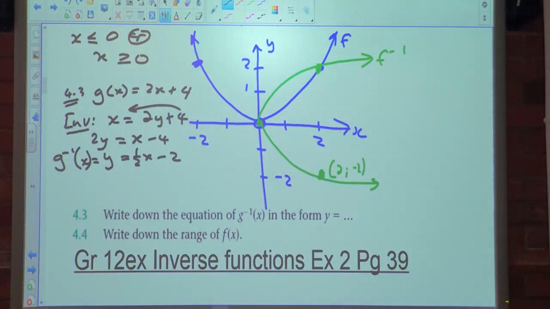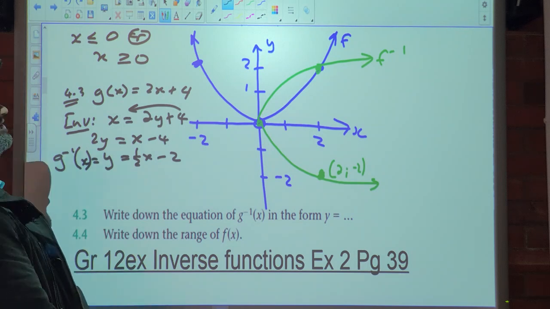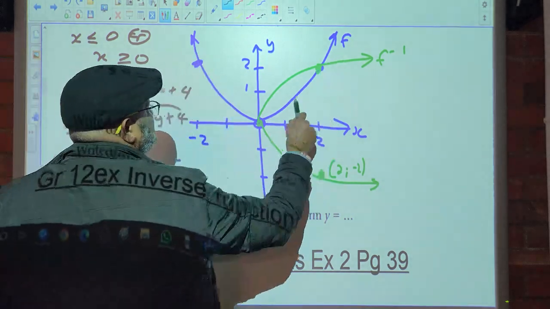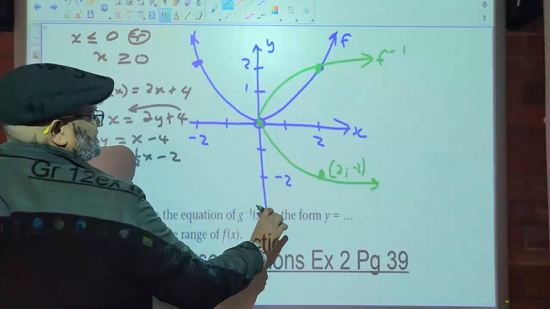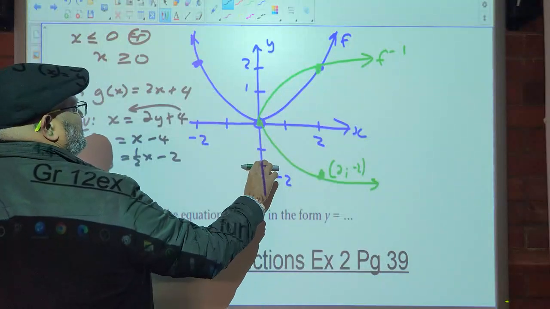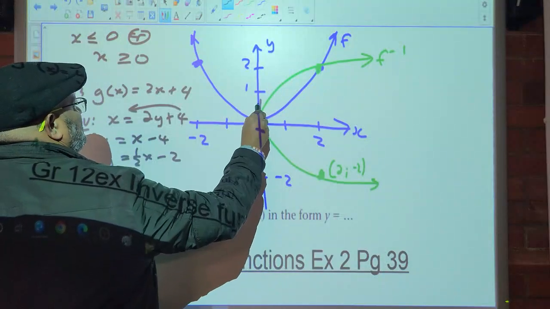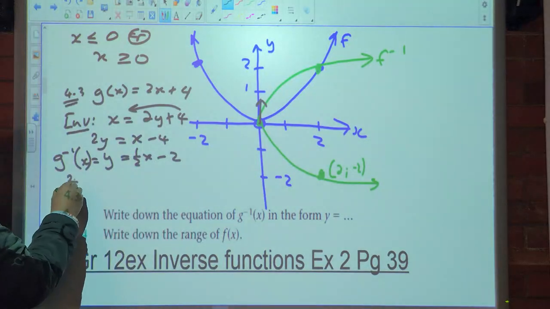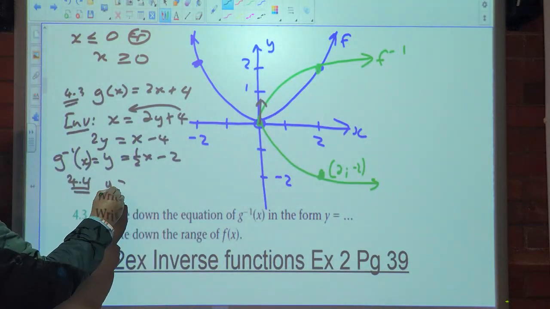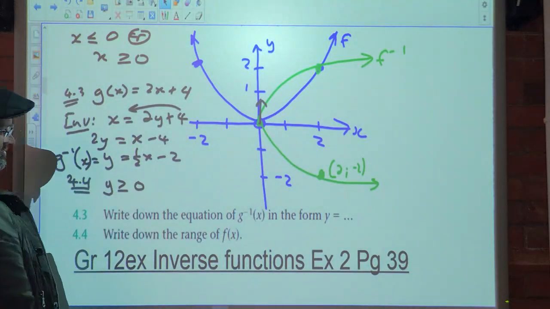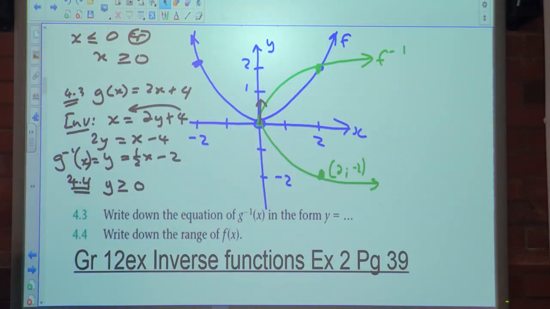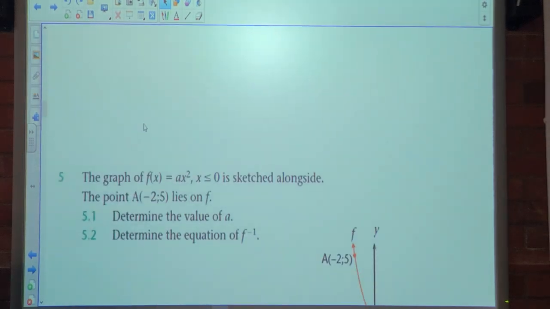Write down the range of f. The range of f. This is f of x. Not so. What is the range? Does this graph exist at negative infinity? Where does it start existing at? 0 onwards. So 4.4, y is to be more than or equal to 0. Question 5.